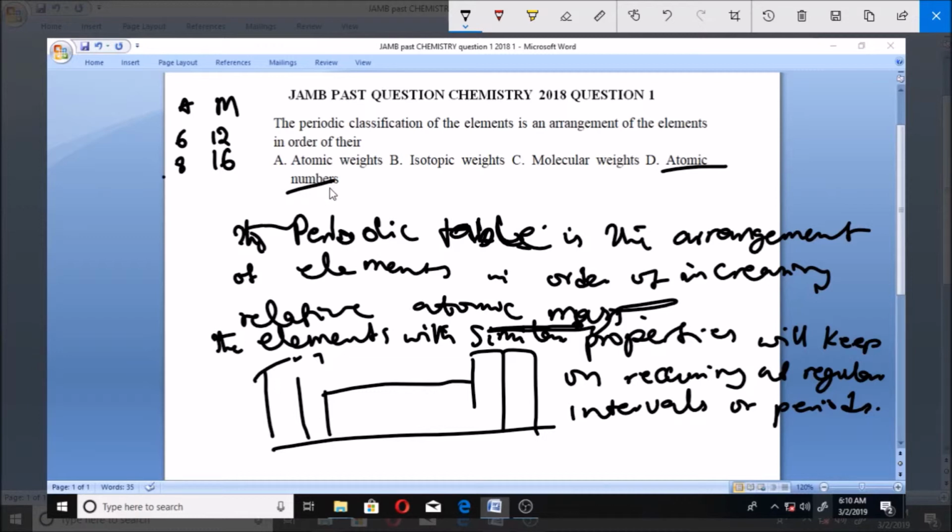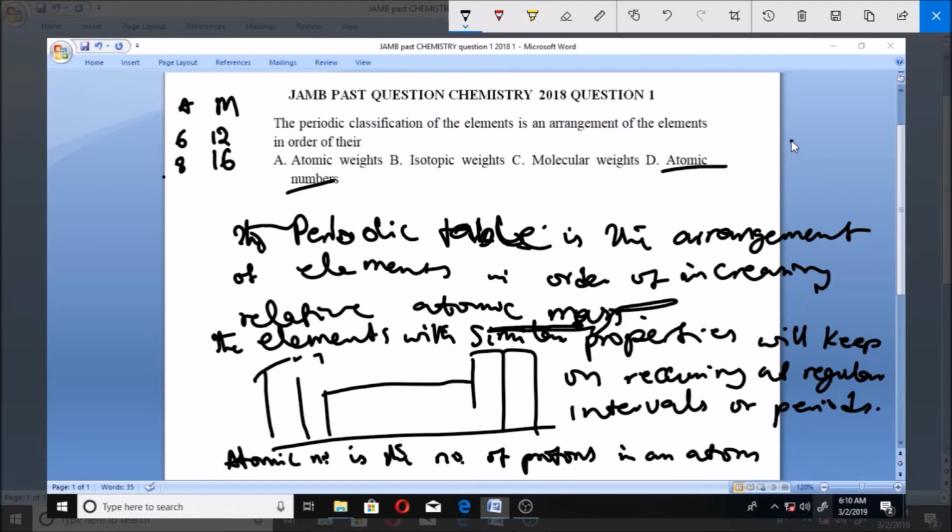And also you should know that the periodic table is the arrangement of elements in the order of increasing relative atomic masses, and the elements with similar properties will keep on recurring at regular intervals called periods. Now it's also important to know that the atomic number is the number of protons in an atom. Whenever you hear the word atomic number, what does it mean? Atomic number is the number of protons in an atom. That is what atomic number is.